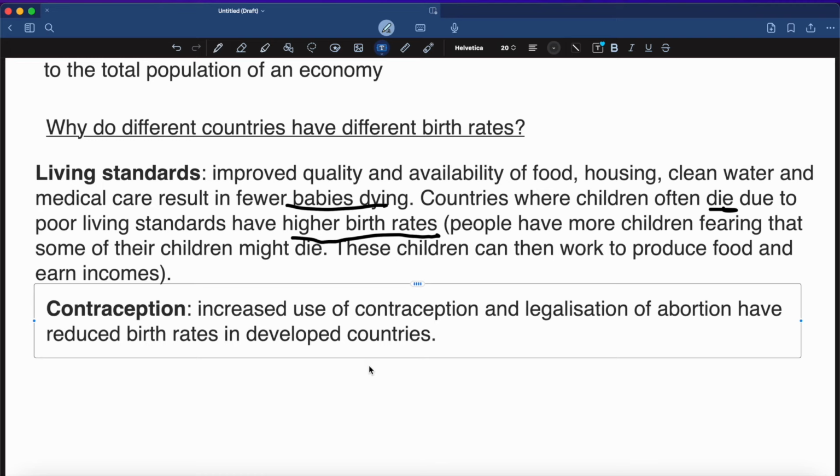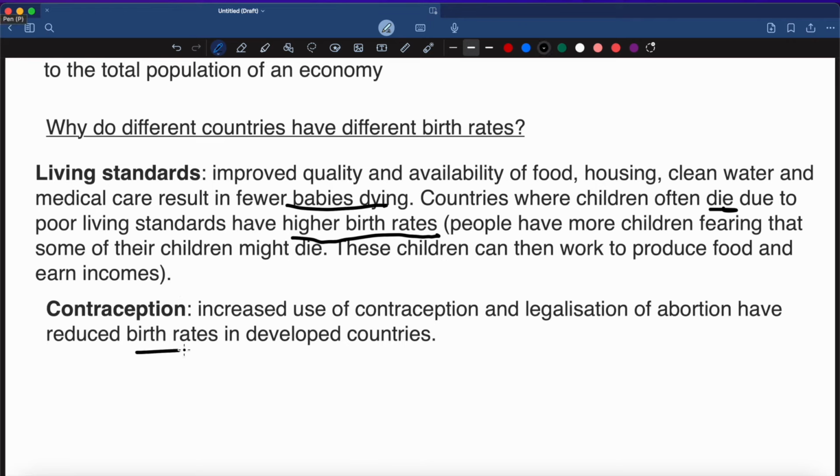So those countries that have contraception or have legalization of abortion have a reduced birth rate. This is usually in developed countries where people use contraception and it's legalized to abort in several conditions, in several factors. So therefore, there should be lower birth rates.